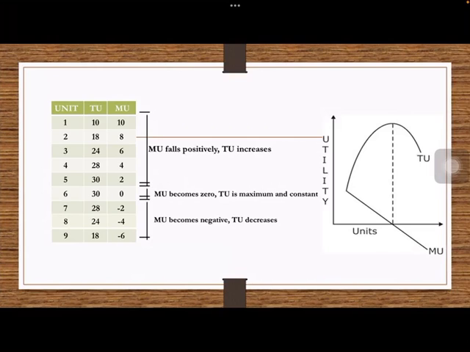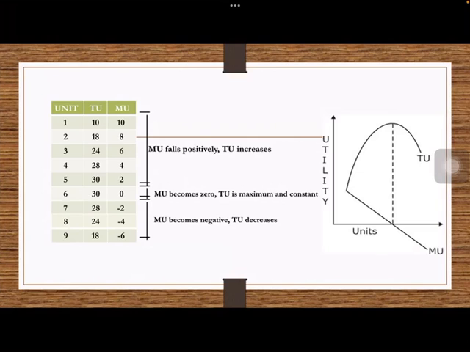Next, 18 to 24. What is the difference? 6. Marginal utility is 6. Then 24 to 28, 4. Then 2. Then 0. Then minus 2. Then minus 4 and minus 6. This is how you can calculate marginal utility, the change in total utility.